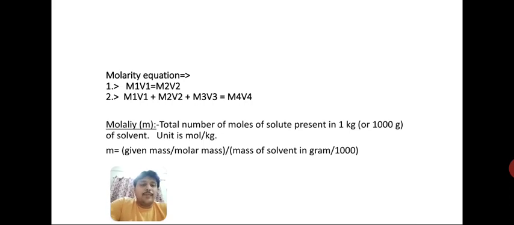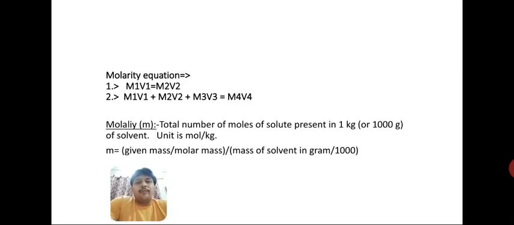Students, in the last video we discussed up to molarity. So in molarity there is one equation that is called the molarity equation, right? And we express this in the form of m1v1 equal to m2v2, and the second form is m1v1 plus m2v2 plus m3v3 is equal to m4v4. Now students, where do we use these two formulas?